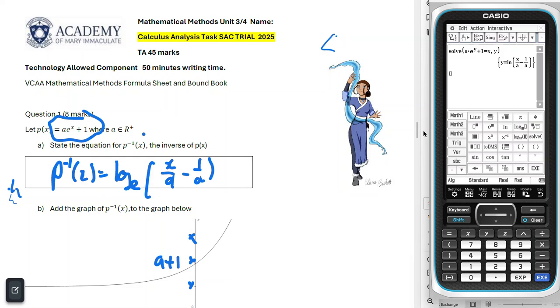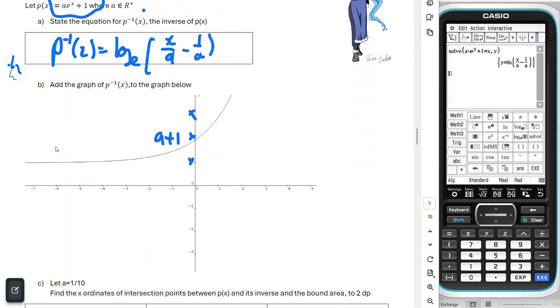Okay, so for the second part, I need to draw the inverse. Well, there's an asymptote here at y equals 1. Therefore, I'm going to have an asymptote at x equals 1. And I shouldn't have included those numbers on this axis because that's a plus 1. So I'll have an inverse which will look like this, and that will go through at a plus 1.